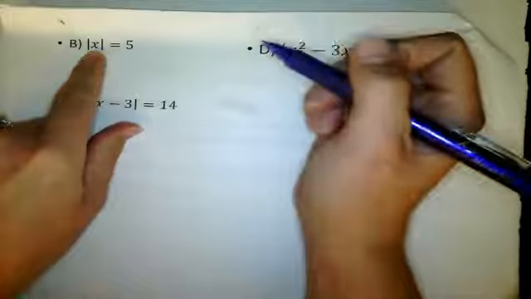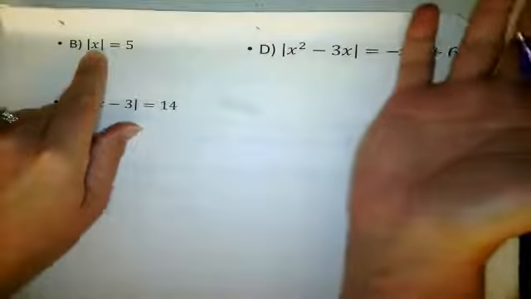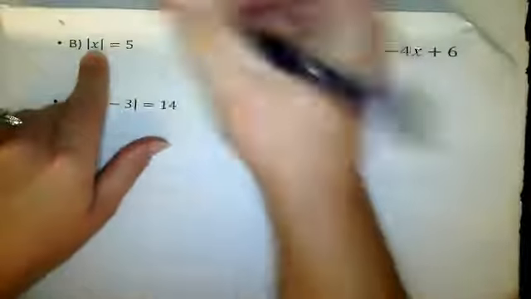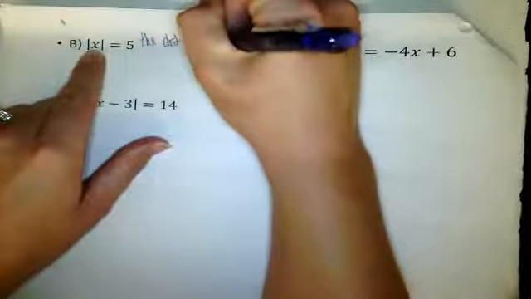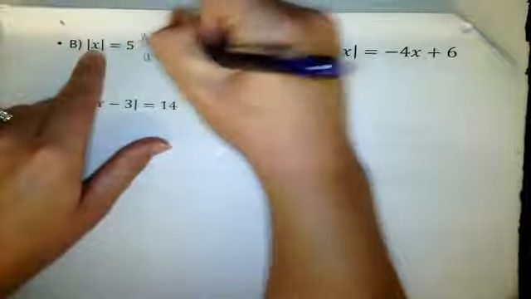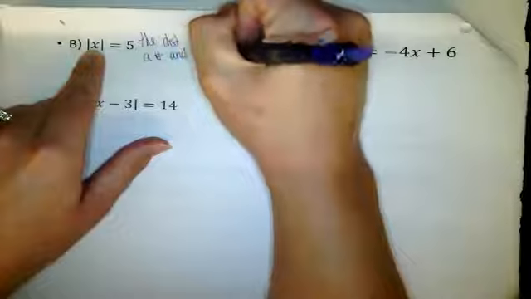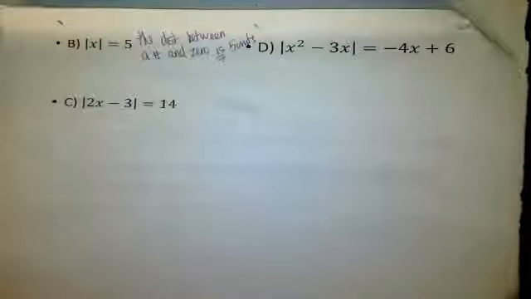So if I were to read what this actually says, the equation is the absolute value of x equals 5, but its meaning is the distance between a number and 0 is 5 units, okay? That's what it means. The distance between a number and 0 is 5 units.